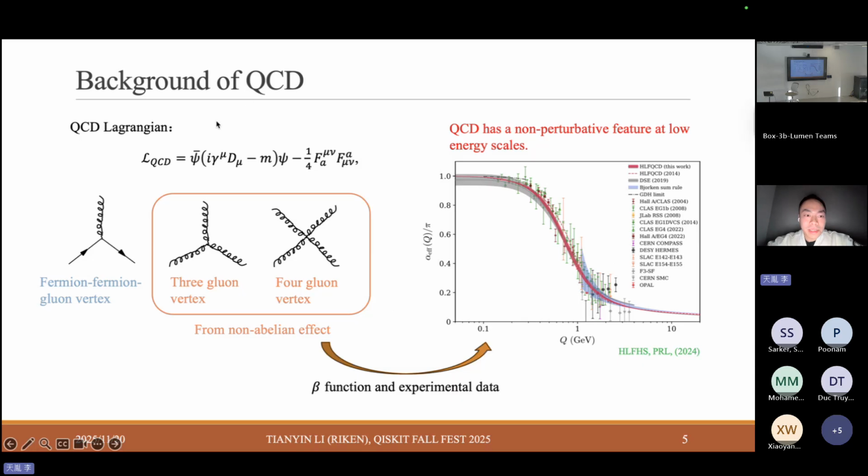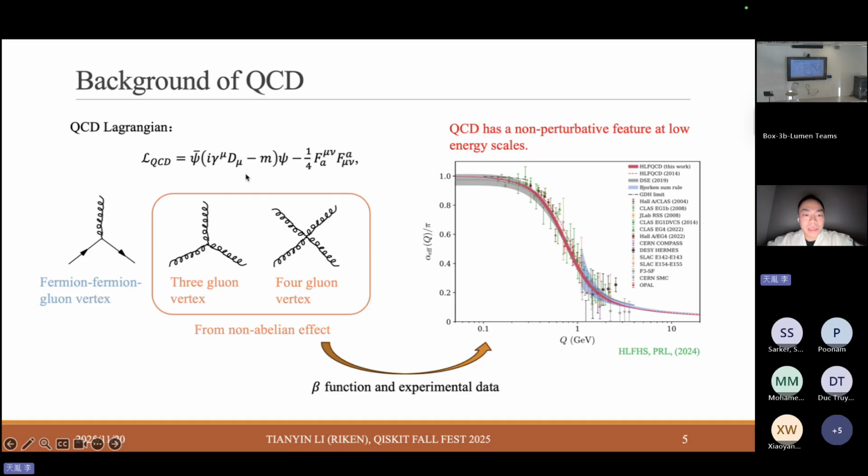And the fundamental theory to describe the strong interaction is quantum chromodynamics. And here is the Lagrangian of QCD, which is a non-abelian gauge theory. And from this Lagrangian, we can see that QCD has the fermion-fermion-gluon interaction vertex, and there are also the 3 gluon and 4 gluon interaction vertices. This comes from the non-abelian effect of quantum chromodynamics.